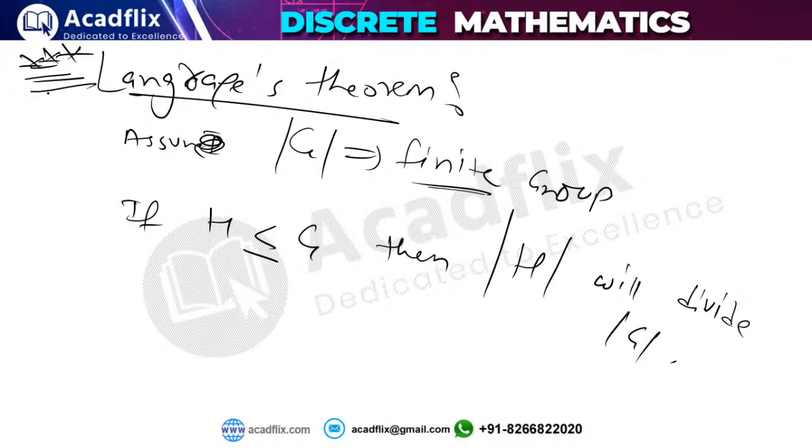Now this is Lagrange theorem. What is this Lagrange theorem? If G is a finite group, and H is a subgroup of G, then the order of H will divide the order of G. This is a very simple theorem, and we can solve questions with it.